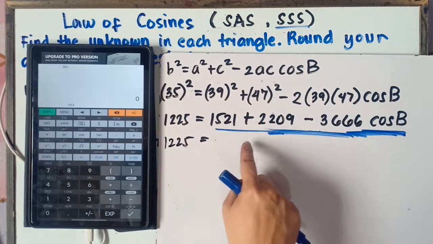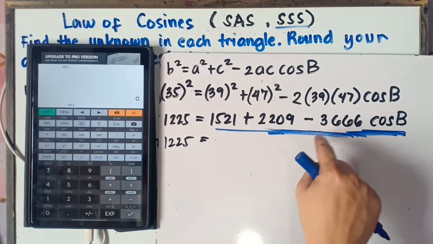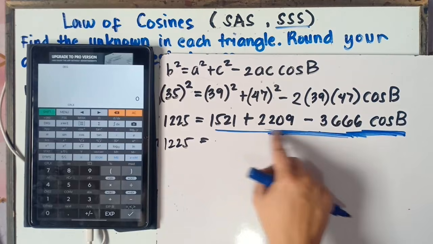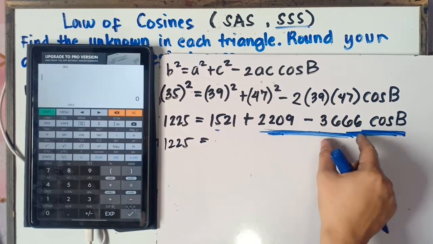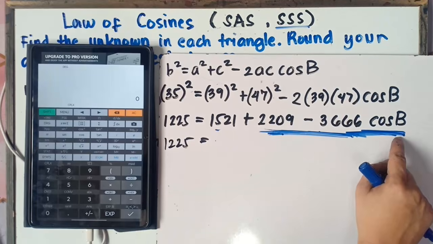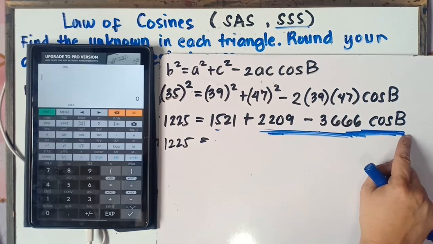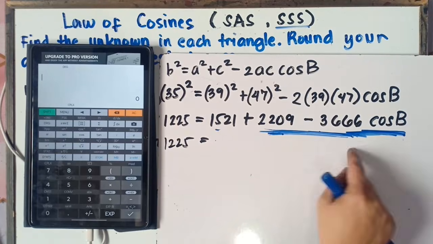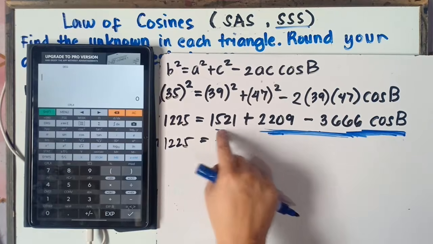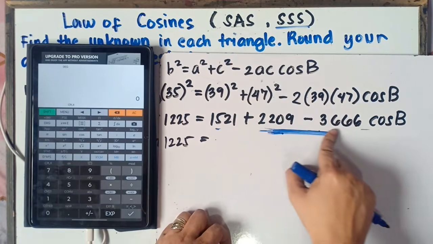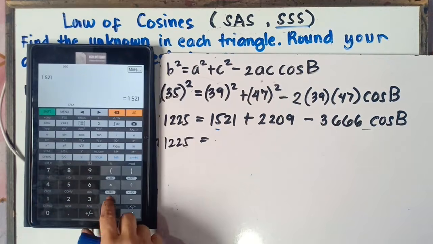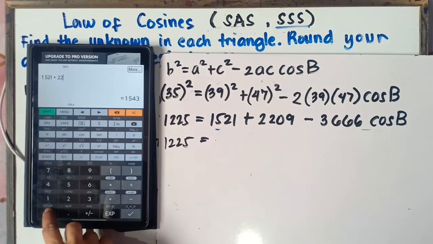For example, 1521 plus 2209 minus 3666? Nope, you will commit a mistake, class. You can never combine this one because this number contains a variable, cosine B. Simply combine the numbers, this one right here. So this will be 1521 plus, step by step, 2209.